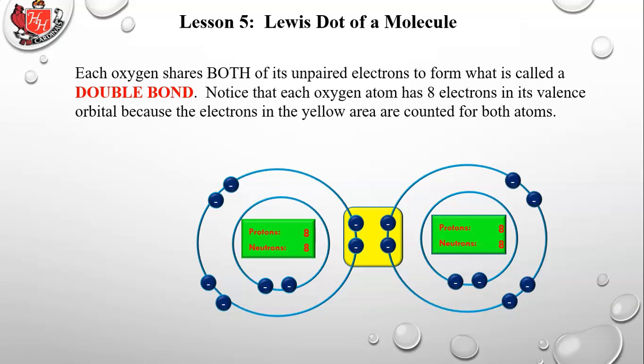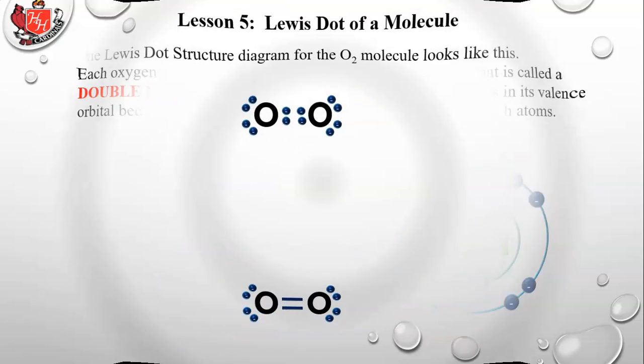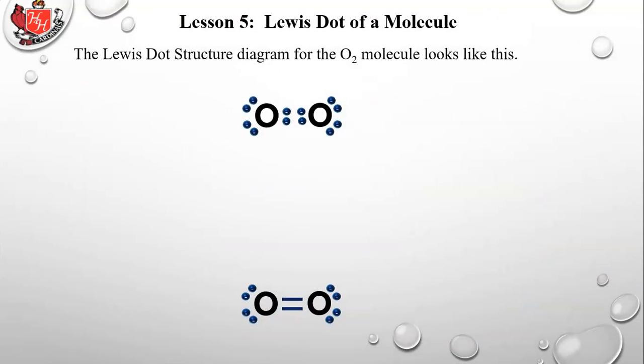That counts for 8. The oxygen on the right has 4 valence electrons way over on the right, those 2 pairs over there, and it has the 4 electrons in the yellow, so that's 8. So they both have octets. Double bonds are shorter and stronger than single bonds, by the way. The Lewis dot structure diagram for the O2 molecule looks like this.